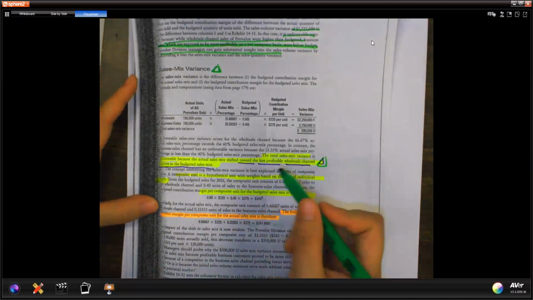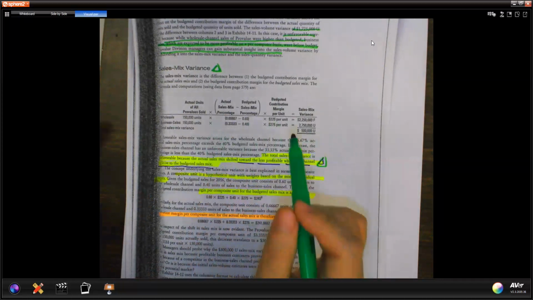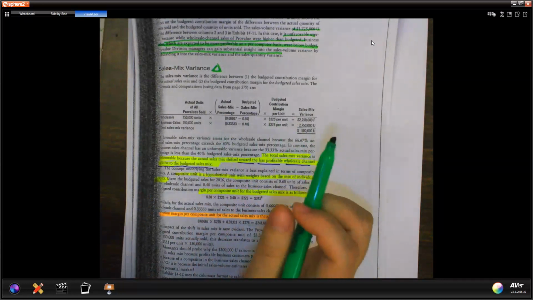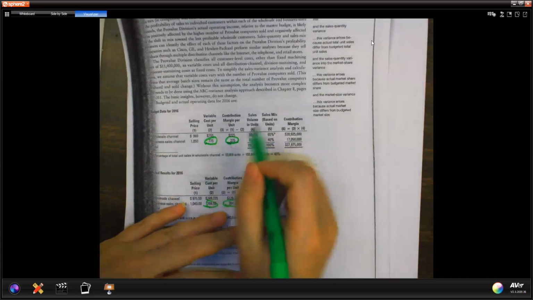So for our textbook example, you want to focus on the second department, right? Because the second one gives you higher contribution margin. Your budget is that you sell 40%, but you only sold 33%. So you switched your focus to the one with a lower contribution margin. You lost the units with a higher contribution margin.